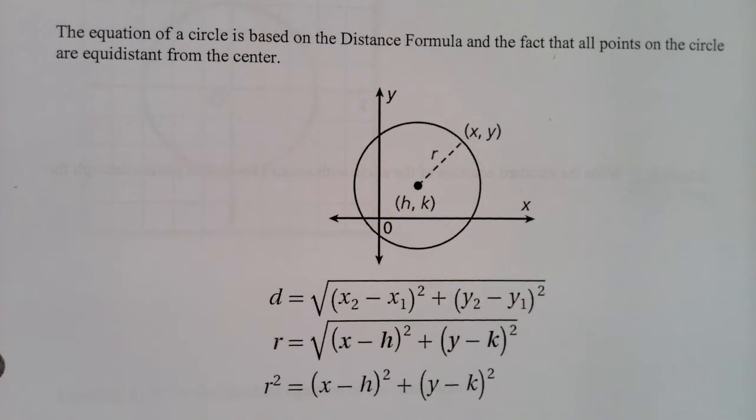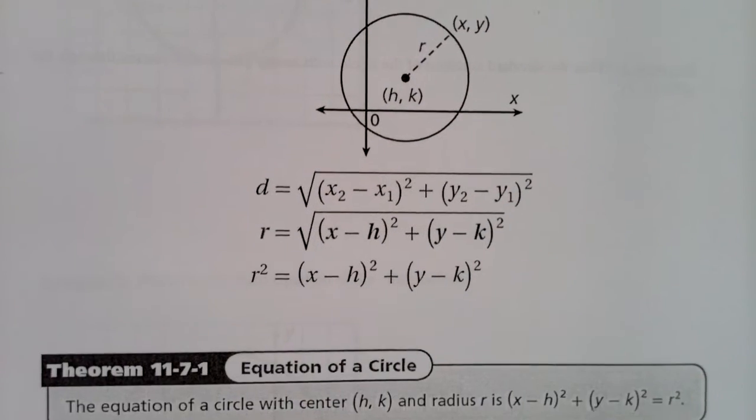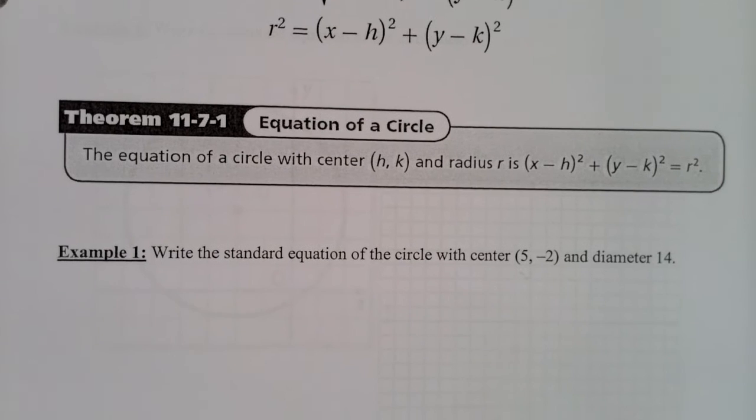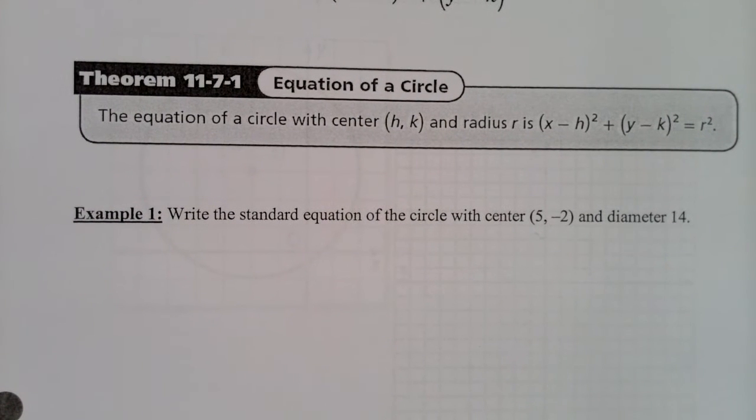Okay, so formally, here we go. The equation of a circle with center hk and radius r is x minus h squared plus y minus k squared equals the radius squared. So that's the formula that you need to know.